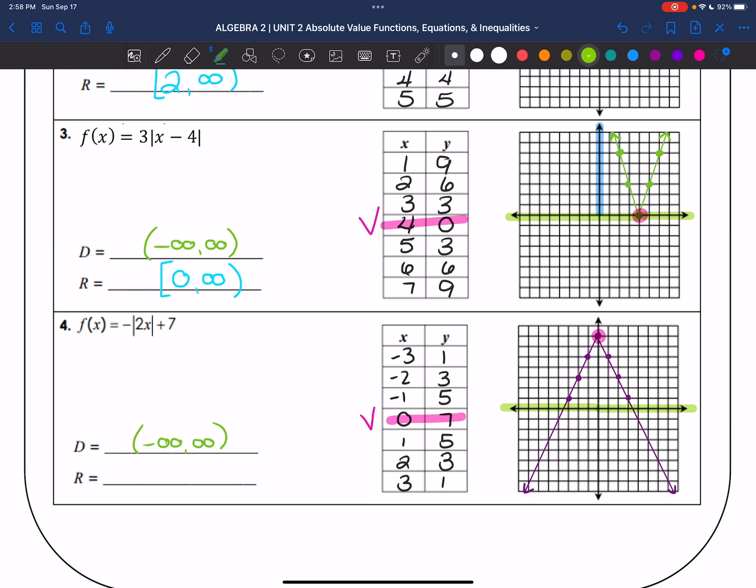And what about the range? What is the range for this function? A little different here. The bottom of this graph, where's the bottom? Well, it actually doesn't bottom out anywhere. It keeps going down forever. What we have instead this time is a maximum value of 7.